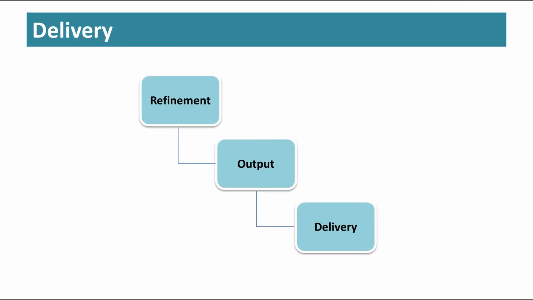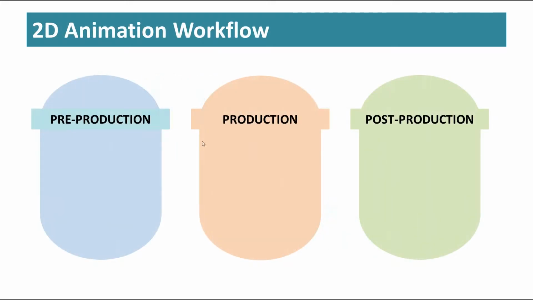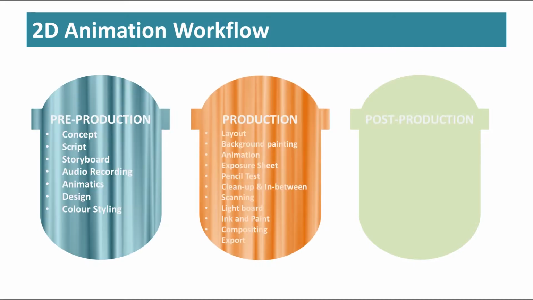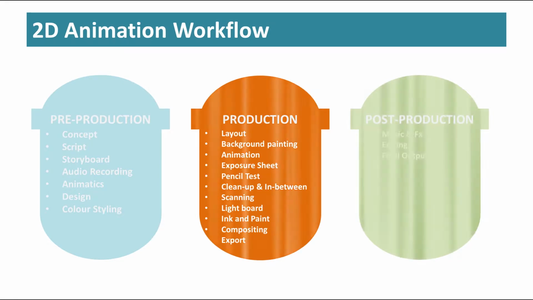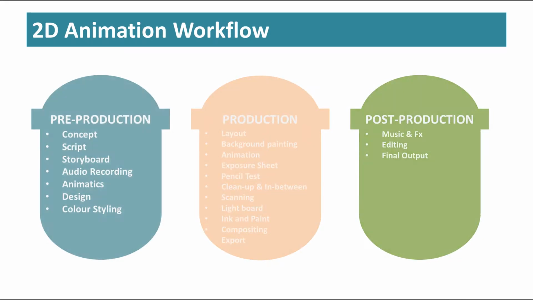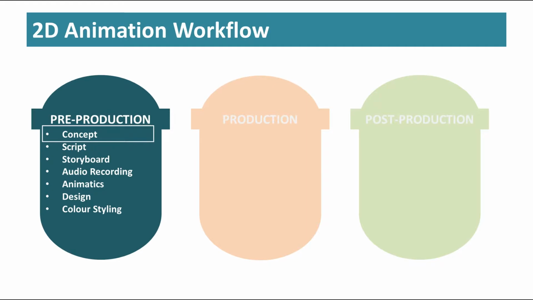Now let's discuss production pipeline for 2D animation. Here, the process can be divided into 3 phases. Phase 1, pre-production. Phase 2, production. Phase 3, post-production. Now let's start with the first phase, pre-production.